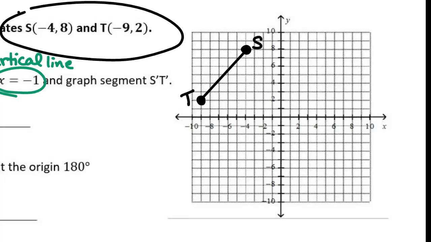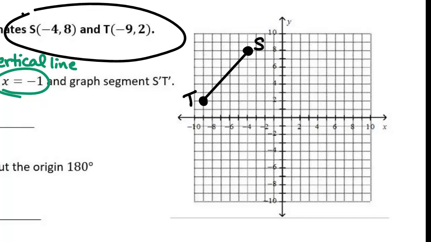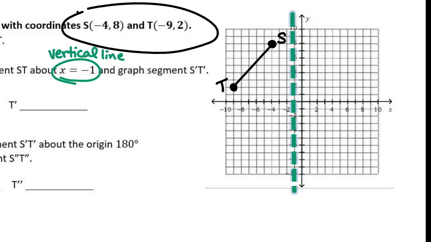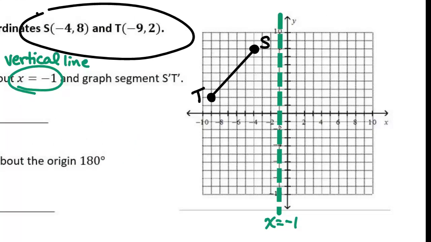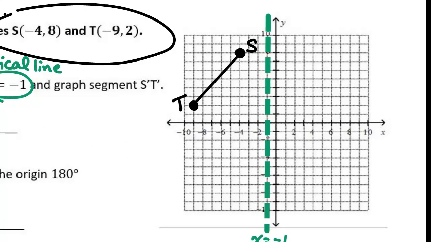So I'm going to grab my straight edge. I'm going to come over to -1 on the x-axis, and I'm going to draw a vertical line through those points. There's my x equals -1. All right, I got that line drawn on there.